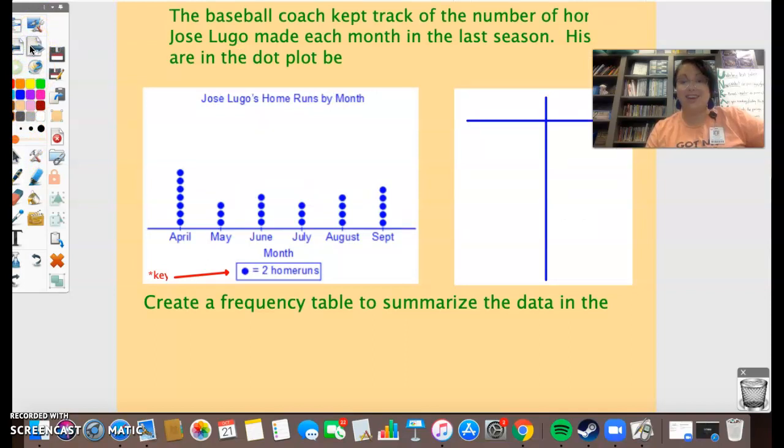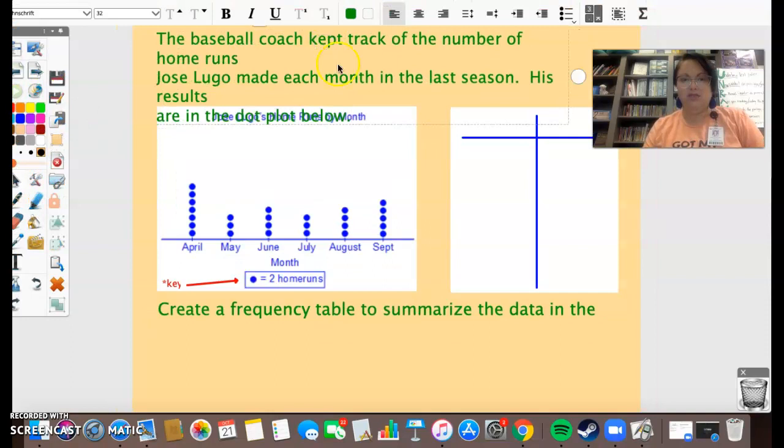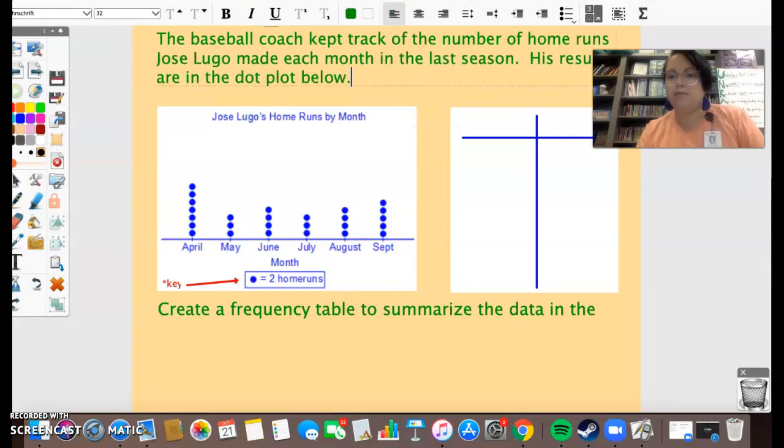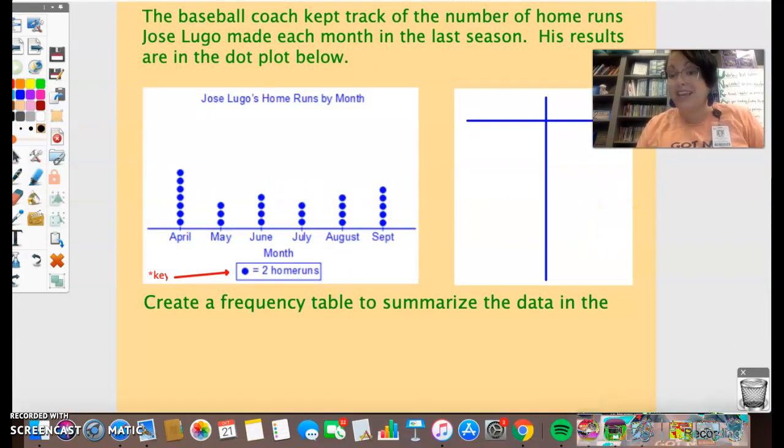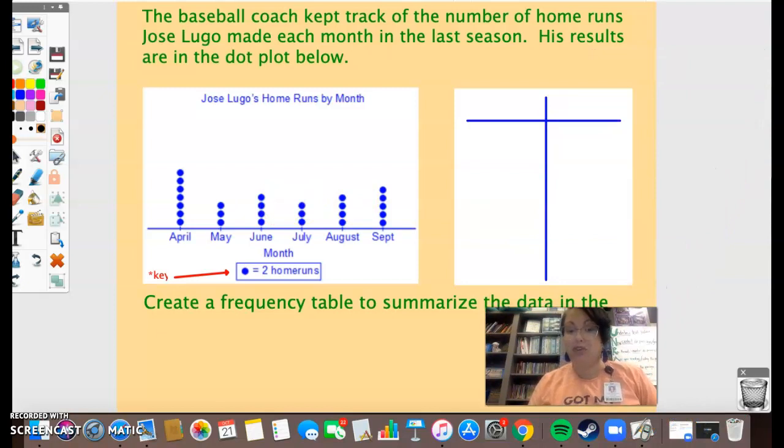All right, now they're going to see, and excuse me, sorry, see if I can get, sometimes that makes it show up here. That's the problem. Okay, so the results are in the dot plot. Now we're doing it backwards. We're going to take it, instead of taking it from a frequency table to a dot plot, we're going to go from a dot plot to a frequency table. You need to be able to go both ways, okay?